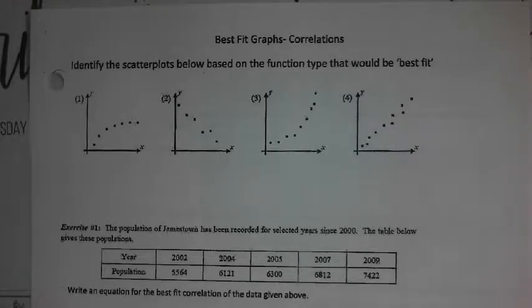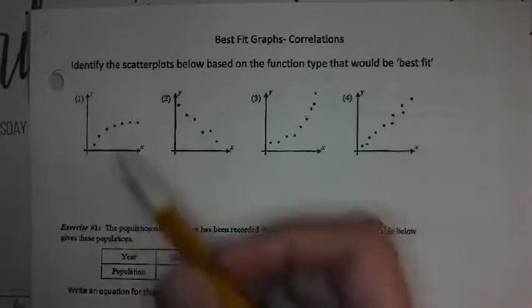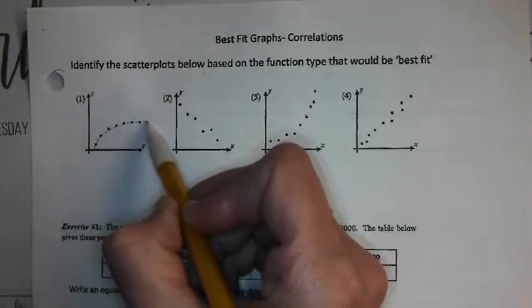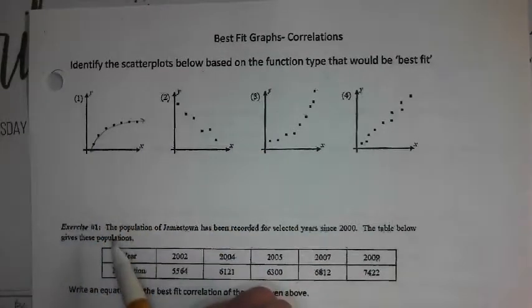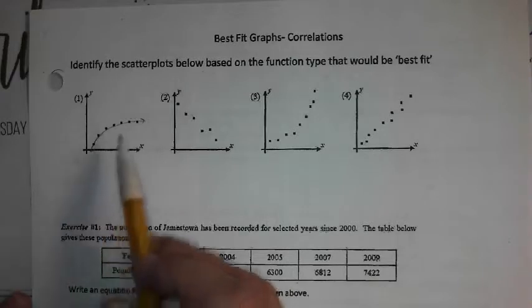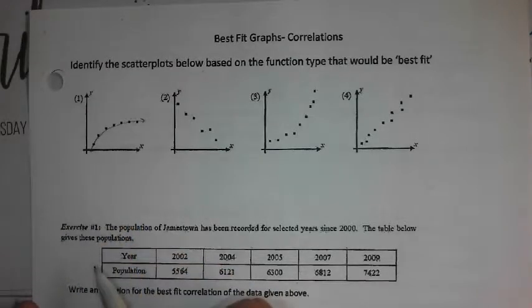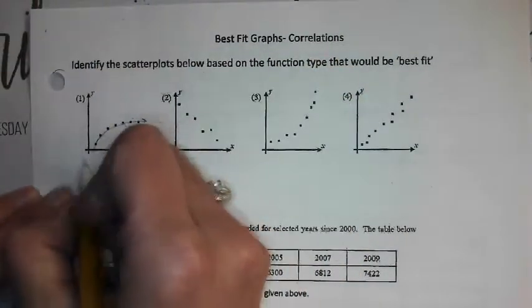The next thing we're going to look at is just a couple of these scatter plots and identify the type of function that this trend is. What type of function does this? What parent graph kind of looks like that? Oh, could be a radical, yeah, this could be a radical.